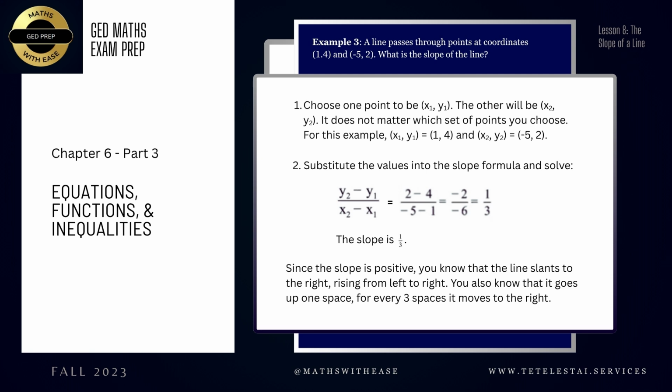Okay, and then we just follow through with procedural subtraction. 2 minus 4 is -2. -5 minus 1 is -6. And we know from our lesson on signs that when you either multiply or divide two numbers that are negative, the outcome will be positive. So in this case, we're dividing -2 by -6. The outcome is 1/3. So the slope is 1/3. Since the slope is positive, you know that the line rises from left to right. You also know that it goes up 1 space for every 3 spaces it moves to the right.